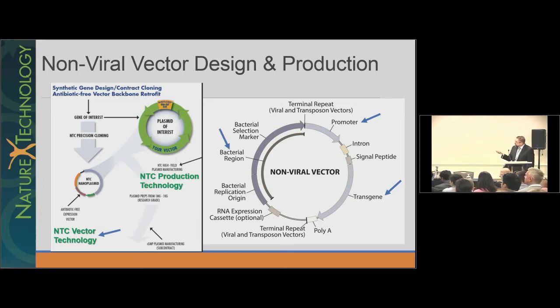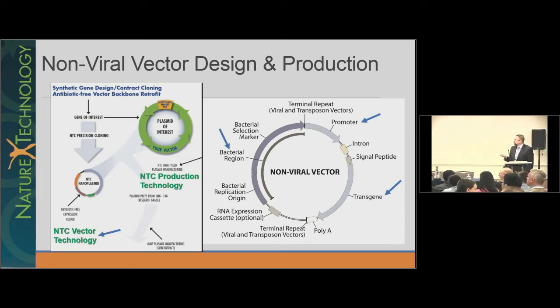This schematic on the right is just your typical non-viral vector. That bacterial region is really underrepresented in terms of research interest. The eukaryotic region people are very familiar with: the promoter, the transgene, the poly-A, and then the viral or transposon termini adapters that are needed for those kinds of vector production.